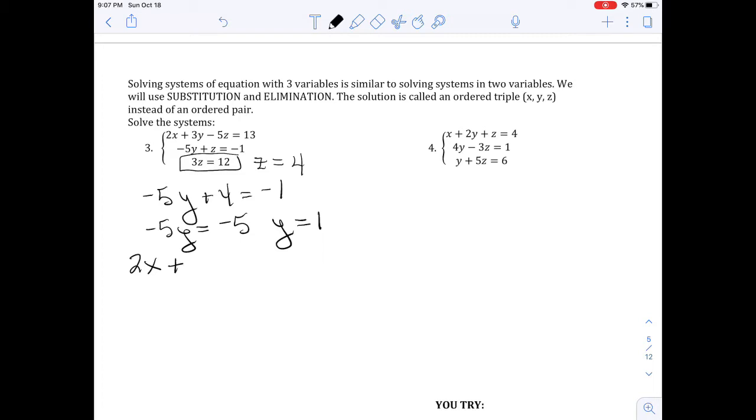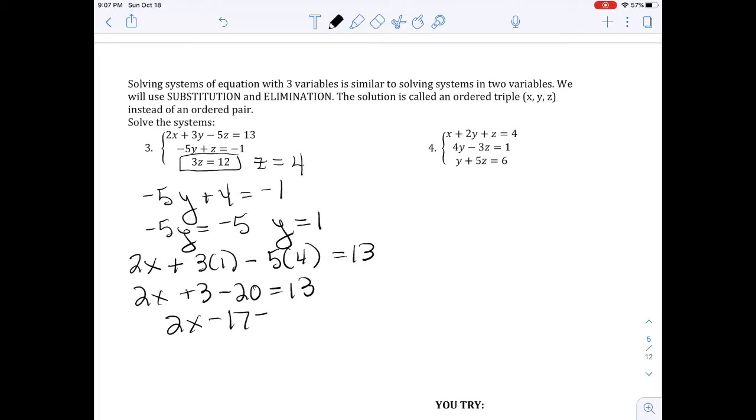And now we can take both of those values and substitute them into the top one to determine what x is. So 2x plus 3 times 1 minus 5 times 4 equals 13. So that's going to be 2x plus 3 minus 20 equals 13. 2x minus 17 equals 13. 2x equals 30.